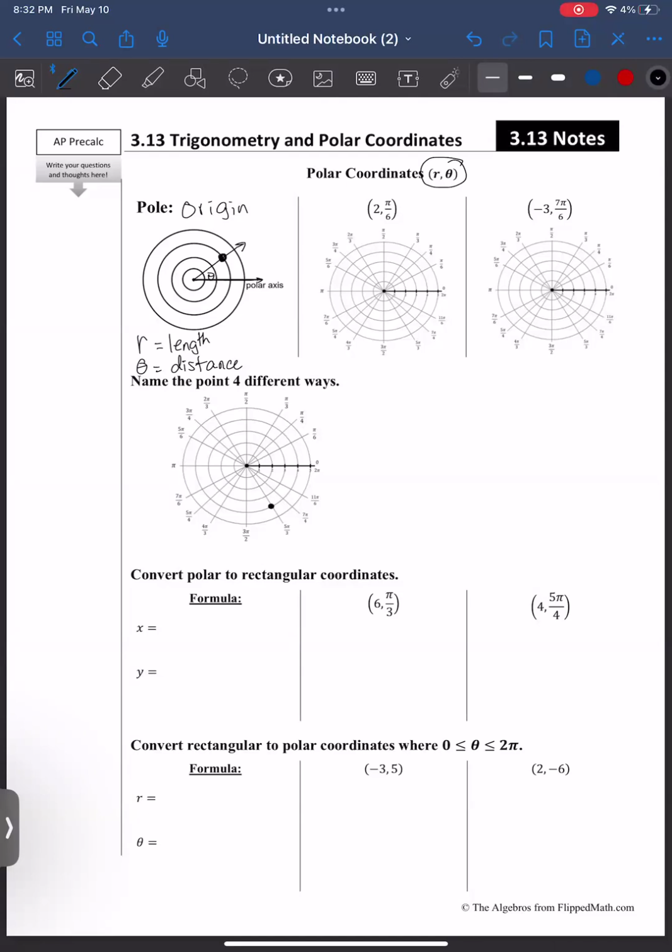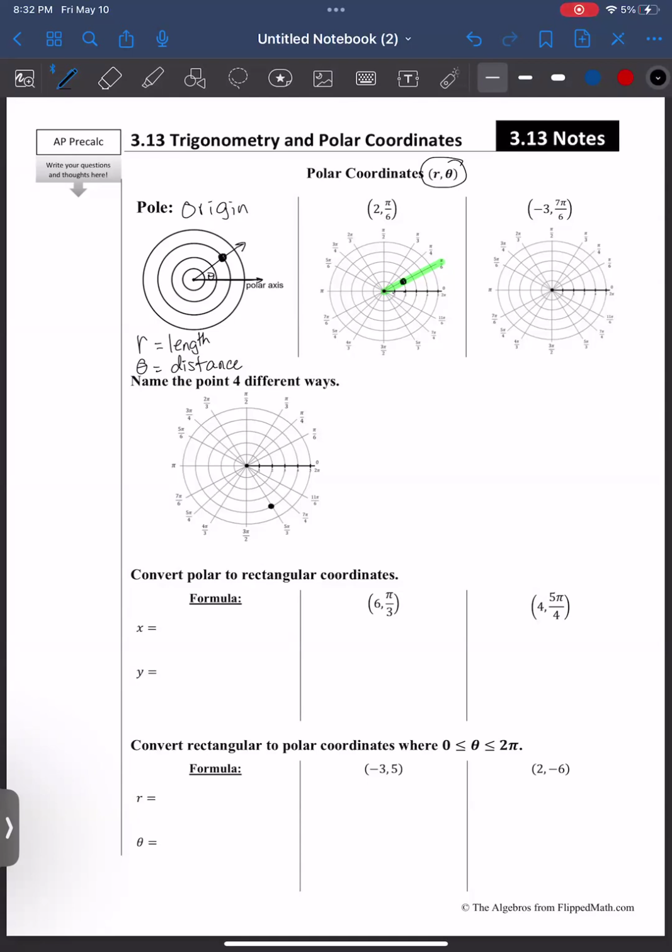So if I'm looking for plotting points, here's how you would plot a polar coordinate. So we have 2 comma pi over 6. So I'm going to look for my pi over 6. That's on this line right here. Let me highlight it. There's my pi over 6. Now, for my point, I need to go 2 circles, or you can see the tick marks here, 2 circles towards pi over 6.